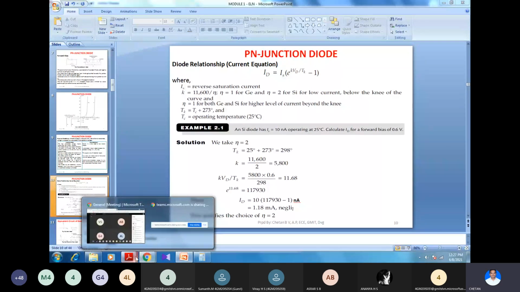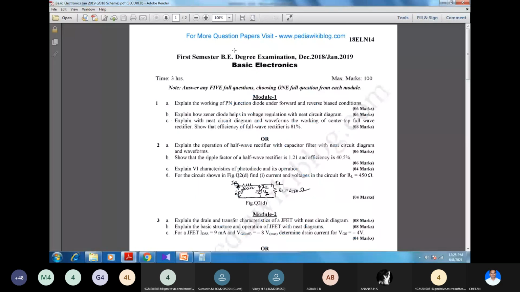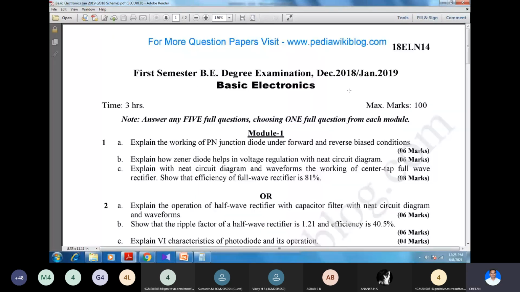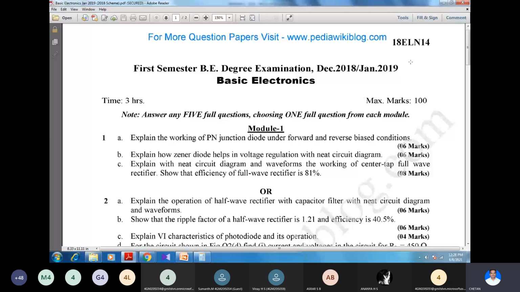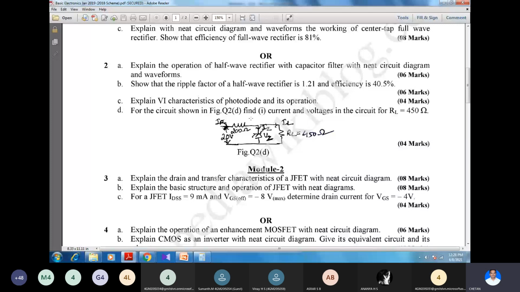Moving on, this is one of the question papers. This is December 2018 or January 2019 question paper. It is for the same scheme, EL 18 ELN 14. Right. So here one problem is there. For the circuit shown in figure Q2D, find current and voltages in the circuit for RL equals 450 ohm, and this is the circuit. It is not much visible. It is a handwritten circuit of the question paper.